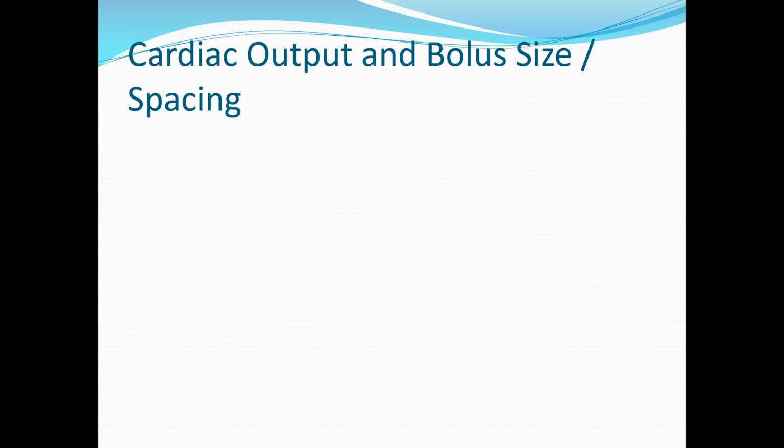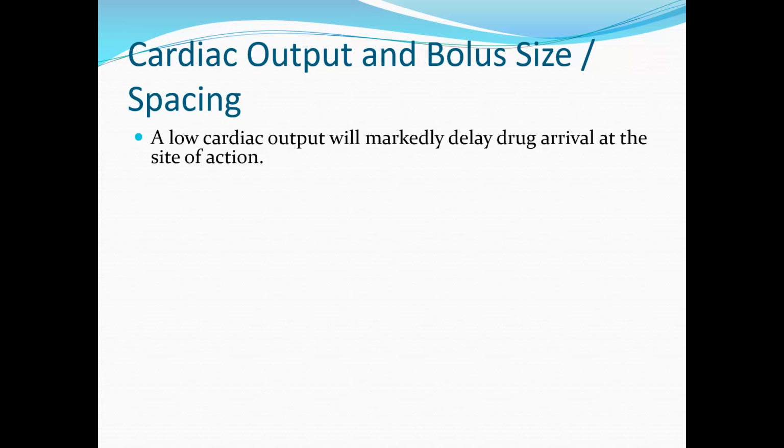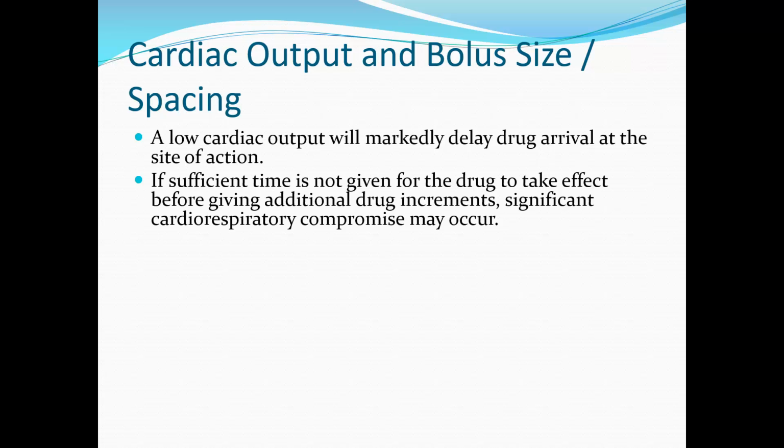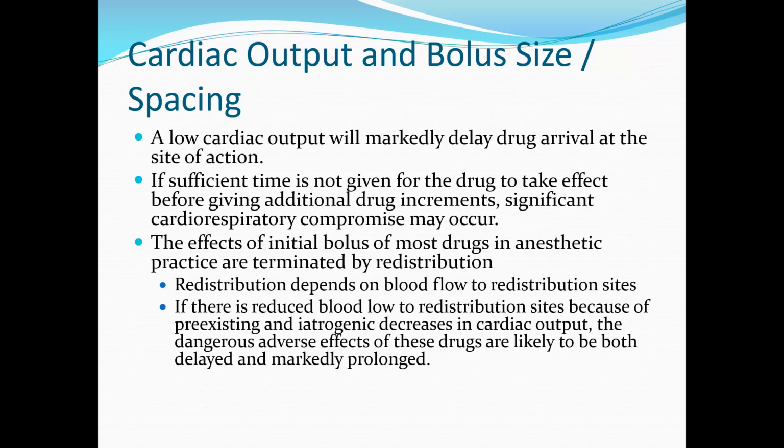Lastly, the effect of cardiac output on bolus dosing and the time you put in between the boluses. A low cardiac output will markedly delay drug arrival at the site of action. You can imagine, you have to use the heart to pump the blood to the effect site. So with low cardiac output, the onset is going to be delayed. And if there is insufficient time before you give a second dose, there's going to be significant overdose of the patient.